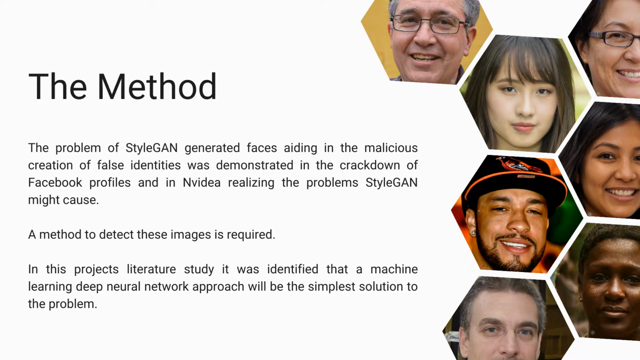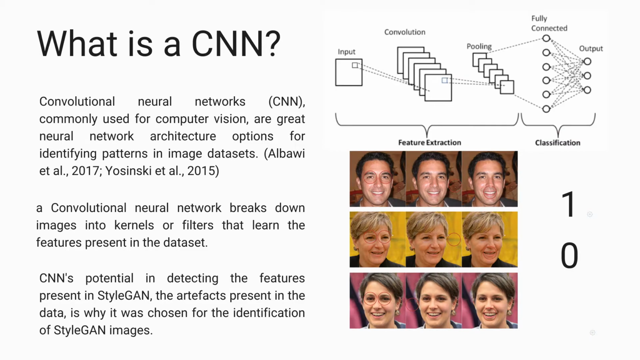In this project's literature study, it was identified that a machine learning deep neural network approach will be the simplest solution to the problem. A deep learning approach will require the use of a convolutional neural network, or CNN for short. CNNs are commonly used in computer vision applications because of their exceptional ability to extract features from images. A CNN achieves this by breaking down images into small kernels. On the right is a representation of how the network might extract features from the StyleGAN dataset and classify them.